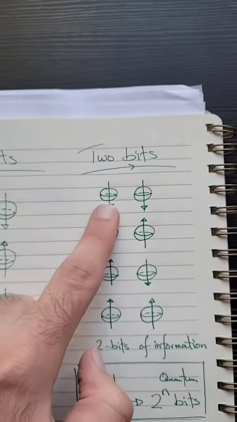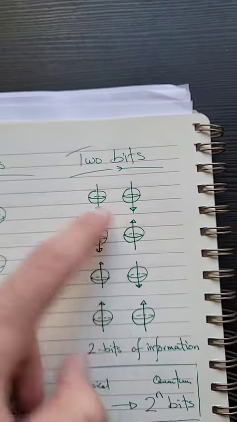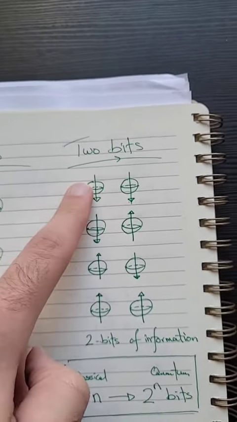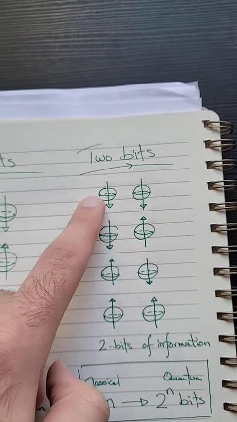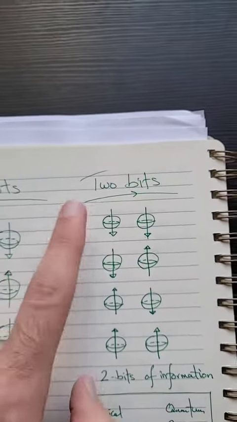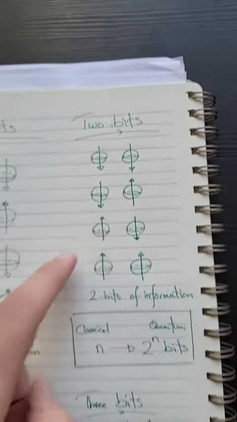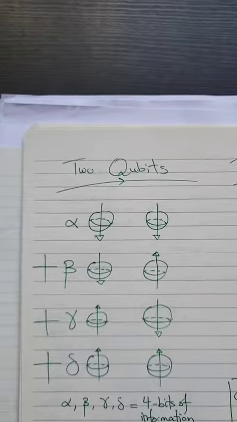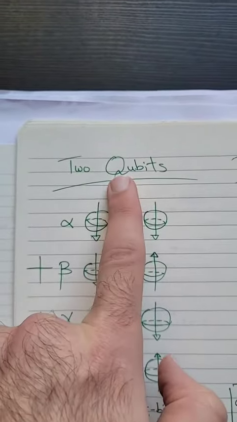Now, classically, the electron can only be either down or up, and you can prepare these four states, but you can only store a bit of information in each electron. So if you have two electrons, you can only store 2 bits in the classical world. However, in quantum mechanics, we can have qubits. So now these are quantum bits.